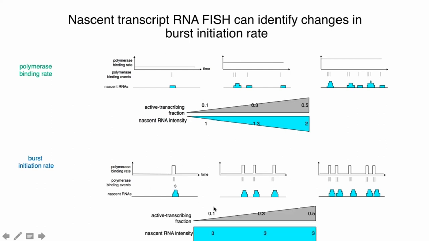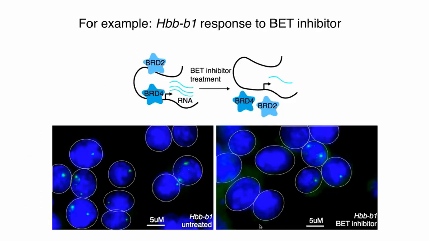So in this case, you'll see an increase in active transcribing fraction, so the average number of transcription events, but you'll see no change in nascent RNA intensity. So we now went to experimental data to see, can we see that pattern happening with actual experimental perturbations? Here's one example. We used a BET inhibitor drug, which blocks the chromatin binding of the activator proteins BRD2, 3, and 4.